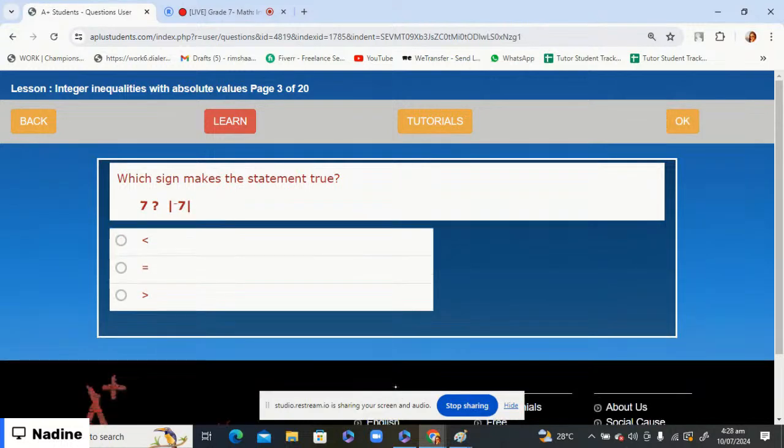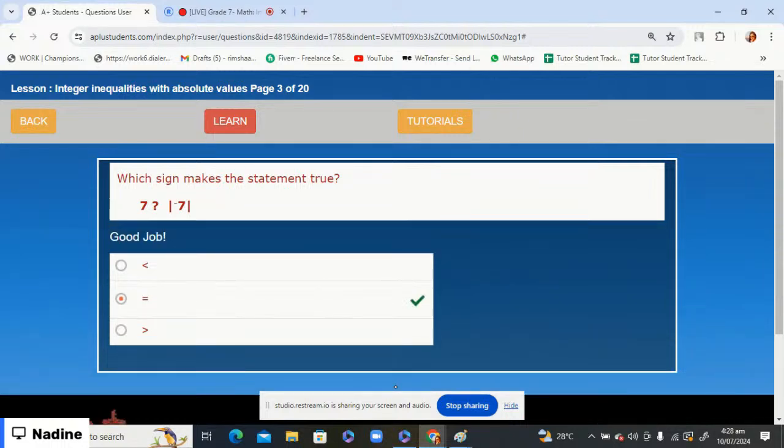Okay. Now let's do this one. It's 7 and the absolute value of minus 7. As we know, when we see the absolute value of negative 7, it changes into 7. So these both are equal, so here we go with the equal sign. Yes, this is the right answer.